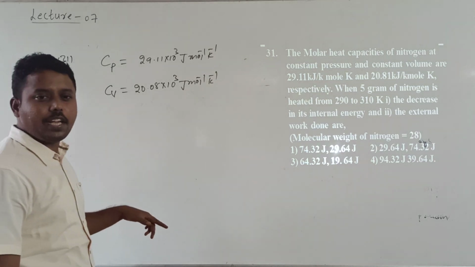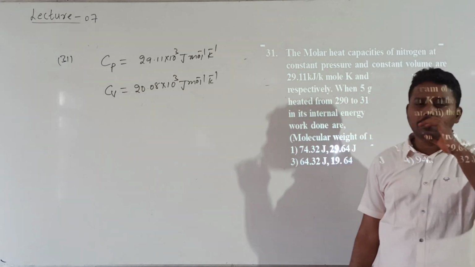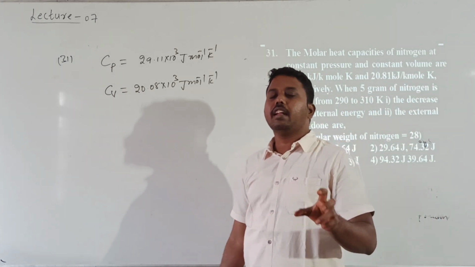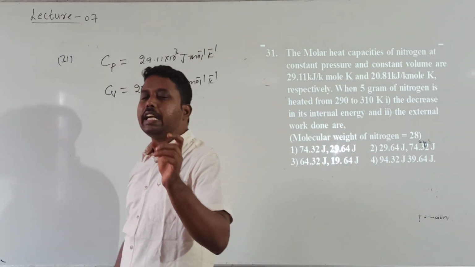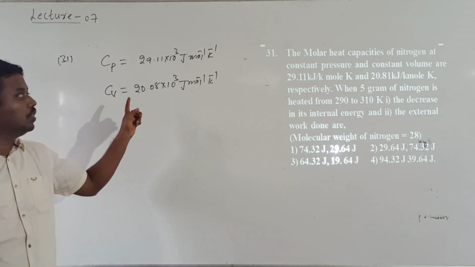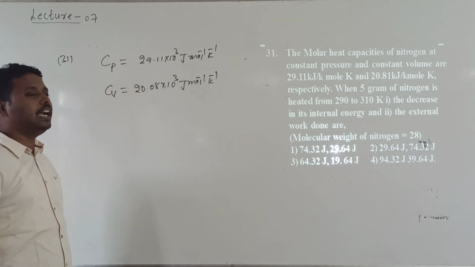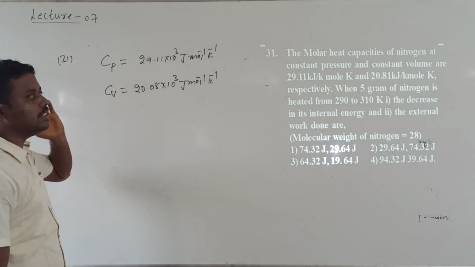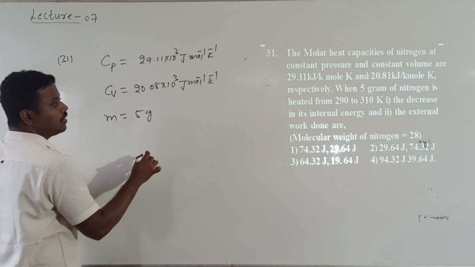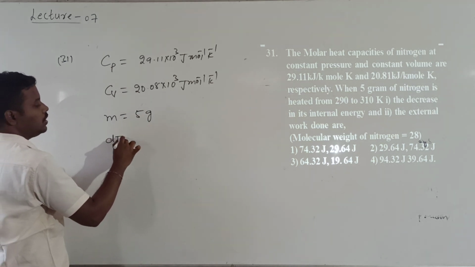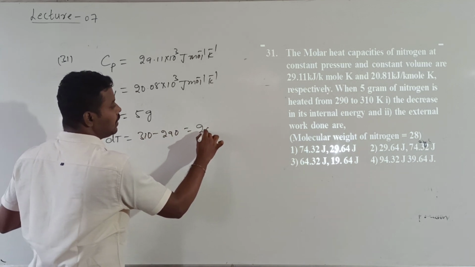Obviously Cp is always greater than Cv. Why? Heat supplied at a constant volume is utilized only for increasing internal energy, since work done is 0. Whereas heat supplied at a constant pressure is utilized for increasing internal energy and doing work. The mass of nitrogen given is 5 grams, and the rise in temperature is 310 minus 290, which is 20 Kelvin.